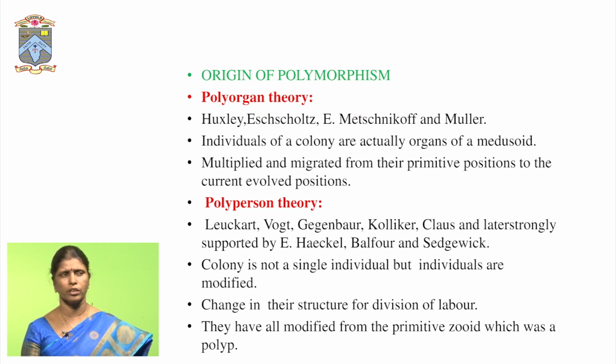Different theories have been proposed regarding the origin of polymorphism. One is the polyorgan theory proposed by Huxley et al. According to this theory, individuals of the colony are actually organs of the medusa form, and they multiplied and migrated from their primitive position to the current evolved forms. The second is the polyperson theory, proposed by Leuckart et al. According to this theory, the colony is not a single individual, but individuals are modified in the form of a colony. Based on their requirement, they changed their structure, and also division of labor.